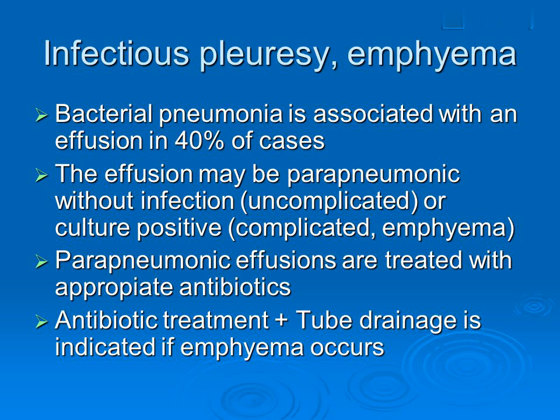Infectious pleurisy, empyema. Bacterial pneumonia is associated with an effusion in 40% of cases. The effusion may be parapneumonic without infection, uncomplicated, or culture-positive, complicated, empyema. Parapneumonic effusions are treated with appropriate antibiotics. Antibiotic treatment plus tube drainage is indicated if empyema occurs.